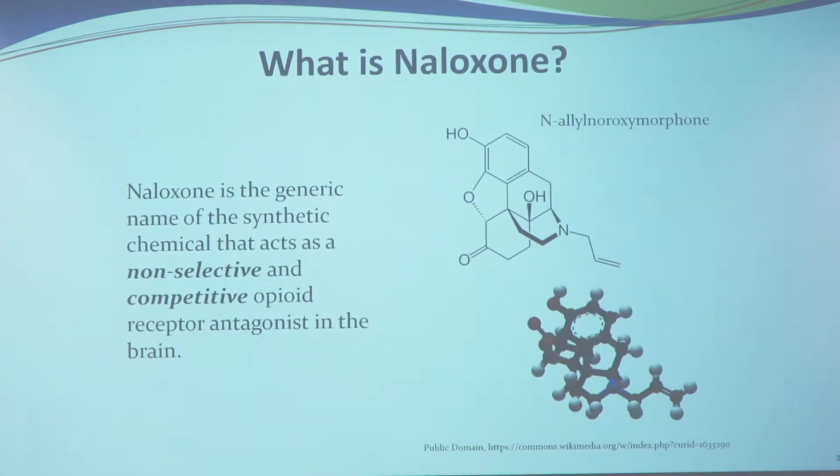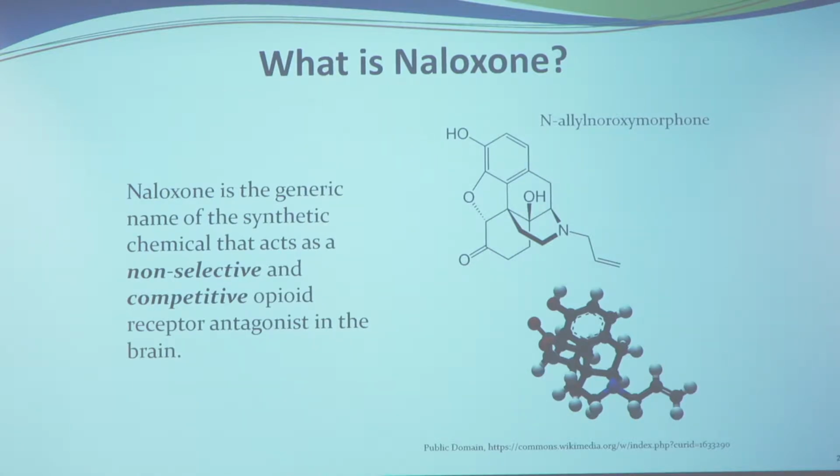So first and foremost, what is naloxone? It's a generic name of a chemical that is a synthetic chemical. It does not exist in nature. You can see the actual chemical name there is N-allyl noroxymorphone, and the oxymorphone part is important. Dr. Brenzel did a great job of hitting what antagonists do, and this is a competitive non-selective antagonist. And non-selective just means that any opioid receptor in your brain, it will jump on.